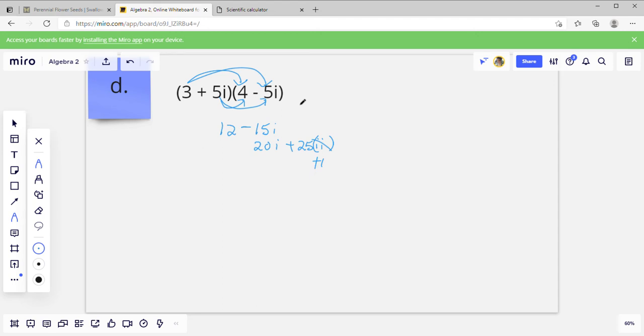So we're going to move that positive 25 over here and put those together. That would be 37. And then we would have 20 minus 15 would be positive 5i. At least that one was easy. So 37 plus 5i.